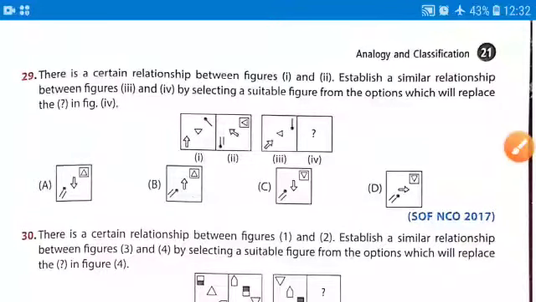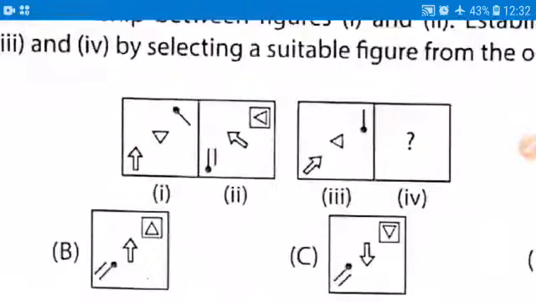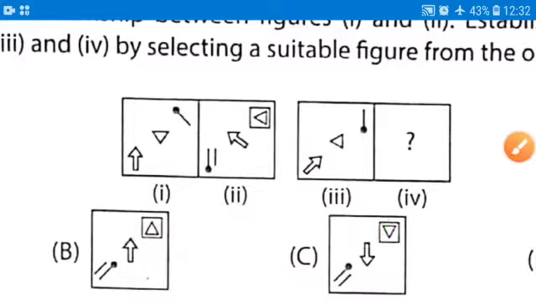Okay, now coming to question number 29. See, there is some relationship between the first and second figure, and we have to establish the same relationship between the third and fourth figure. Now, check what relationship is there between first and second.